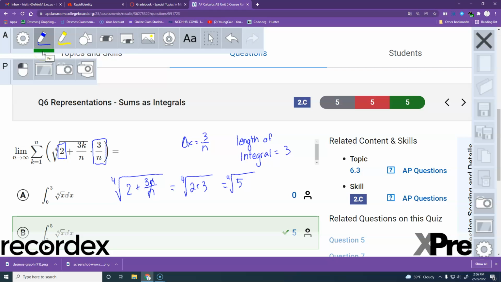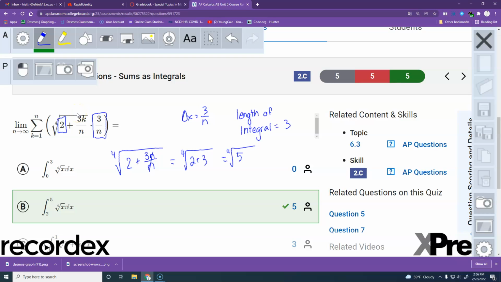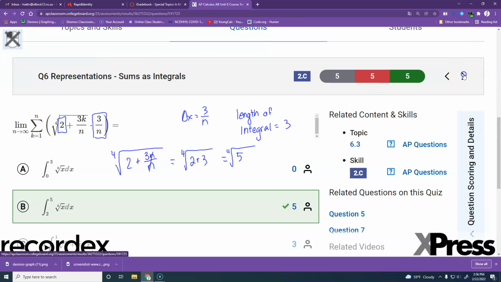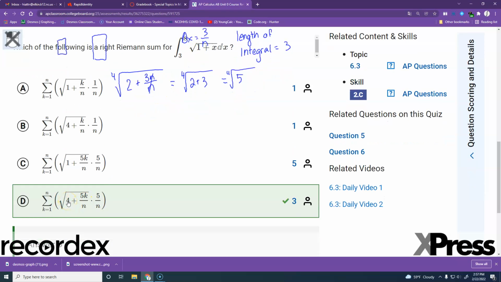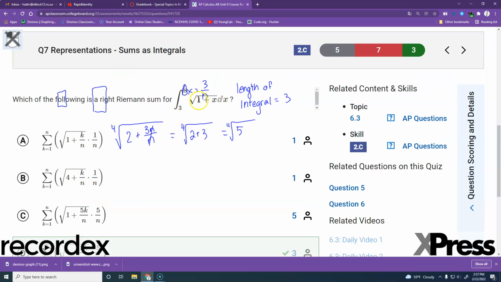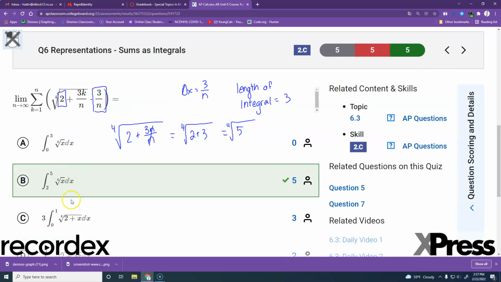Okay, Eli, yes. Is it coincidence, or is the number, like the 2 plus the 3 over n, always the bottom of the interval? It's usually the bottom. On 7 it wasn't, because our bottom number was a 3, but we had a 4 right here. The reason is because our equation was 1 plus x instead of just the square root of x. So that's why it didn't match. Usually they give you something pretty simple.